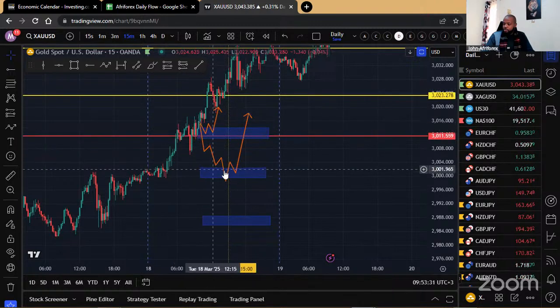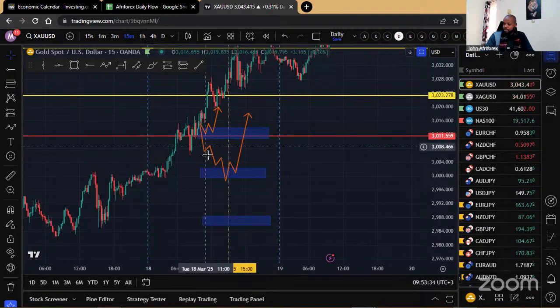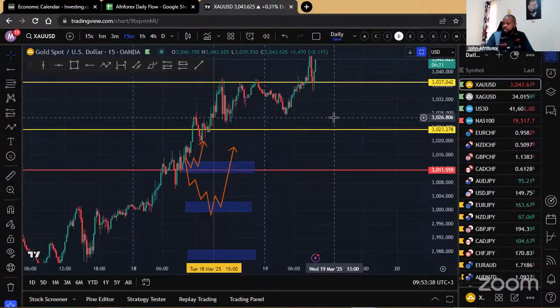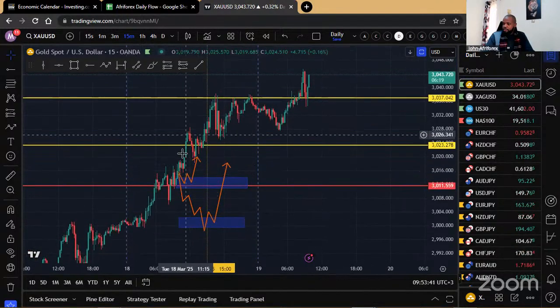And of course, there was also this other region right here that I had pointed out that potentially we could have gotten the market coming down until. But it seems that gold has really been moving and the pullbacks have been very shallow.